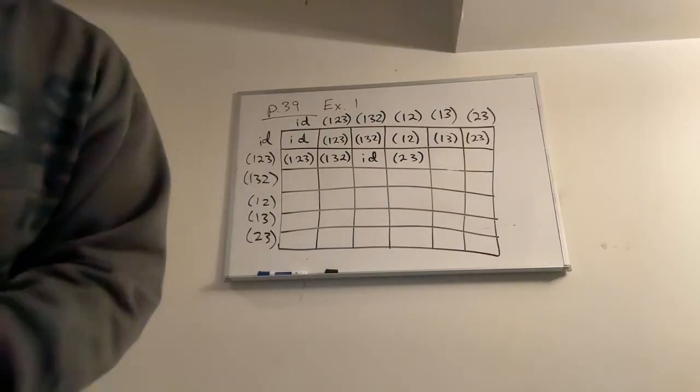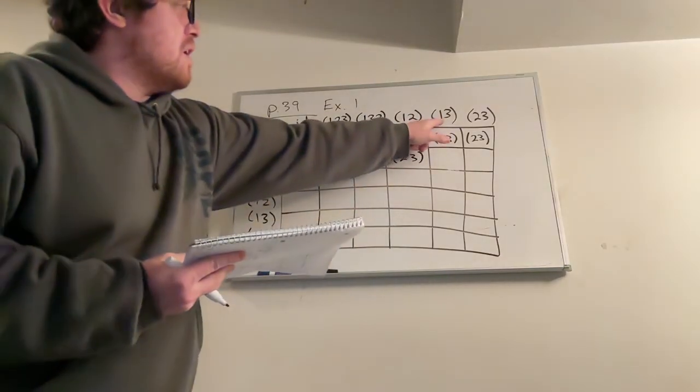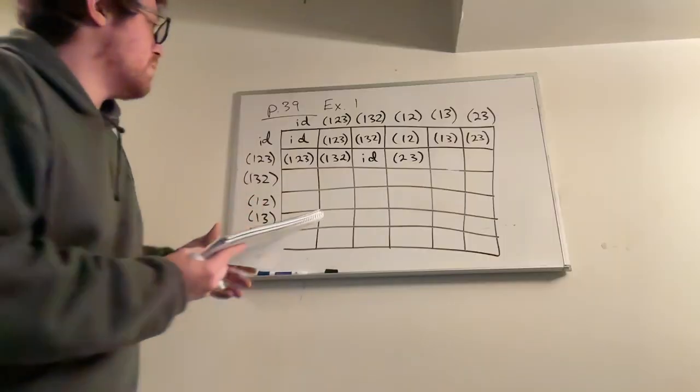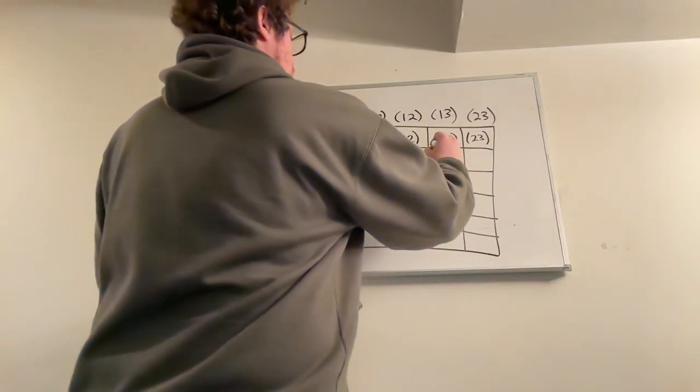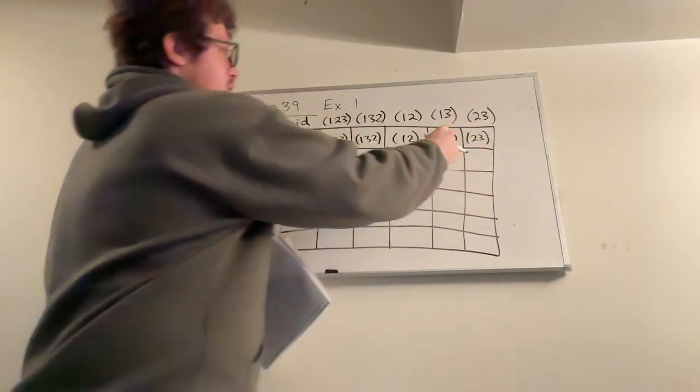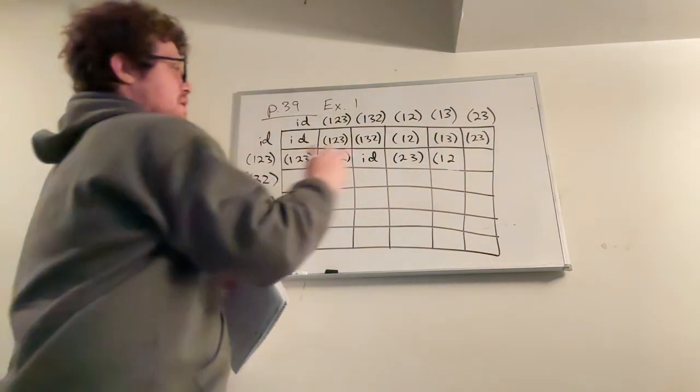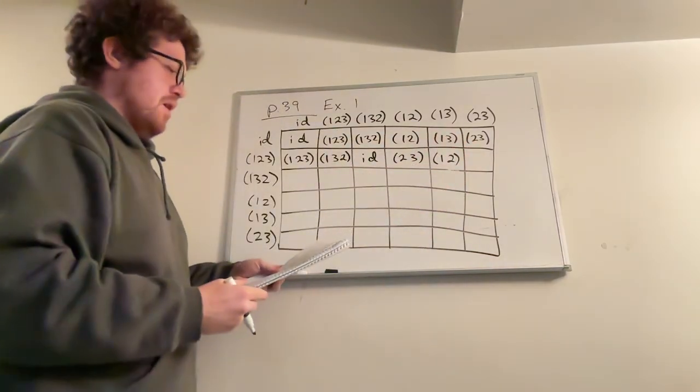Okay, let me do it again just to be careful. So here 1 goes to 3, 3 goes to 2. So 1 goes to 2. 2 goes to itself, then 2 goes to 1. So 2 goes to 1. Yep, yeah, I had it wrong on my paper.